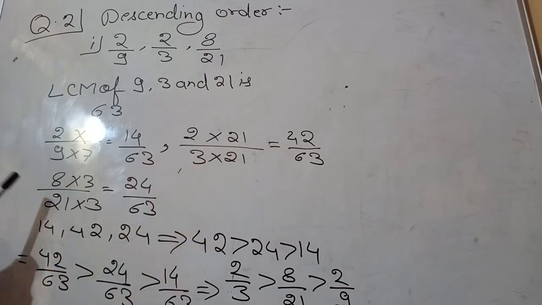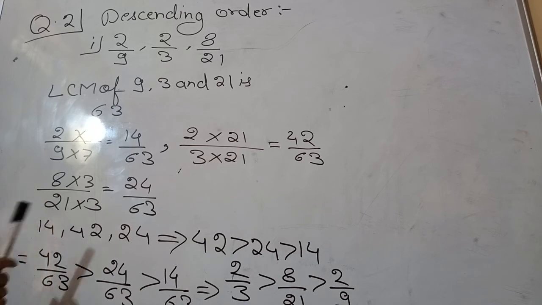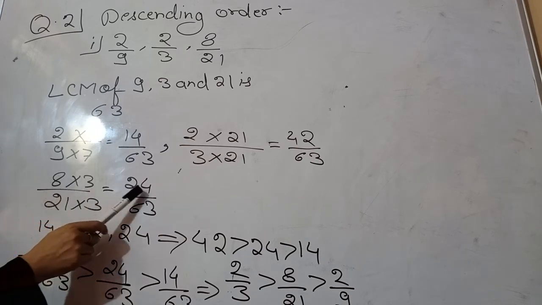Okay. Last one, which is 8 by 21. Now what should we multiply in the denominator to make it 63? When we multiply 3 in 21, the denominator will be 63 and the same number we have to multiply in the numerator. So 8 3s are 24.